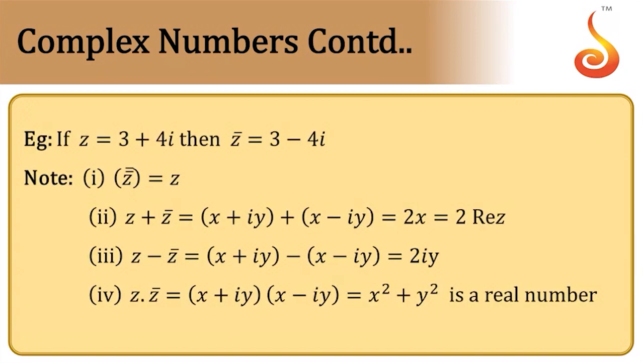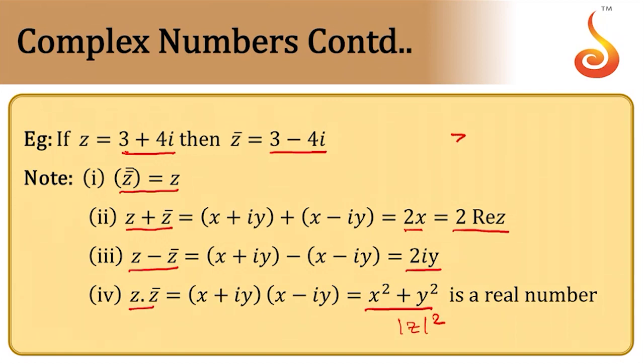So z is equal to 3 plus i, z bar is 3 minus i. z bar bar is equal to z. z plus z bar is equal to 2x, 2 real part of z. z minus z bar is equal to 2iy. And z into z bar is equal to x square plus y square, which is also called as mod z whole square. So z into z bar is equal to mod z whole square.